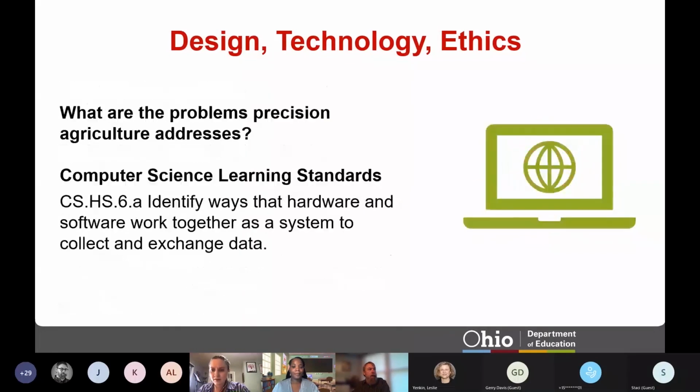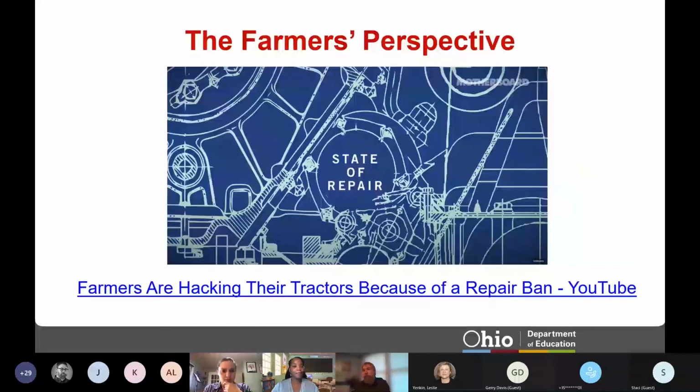You can see a lot of the same standards kind of apply there.